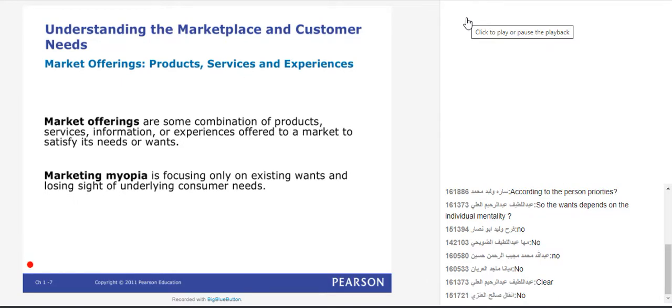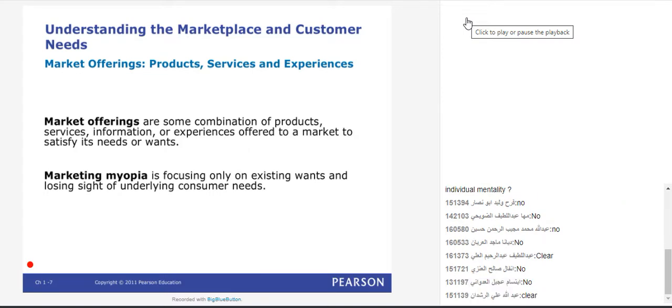Very good. There is here a definition of something related to the marketing or the marketplace, which is called marketing myopia. Myopia is a disease, by the way, which in Arabic is called short-sightedness. Do you know myopia? This is a disease. Some people have this myopia, and in marketing terms, we have this marketing myopia.